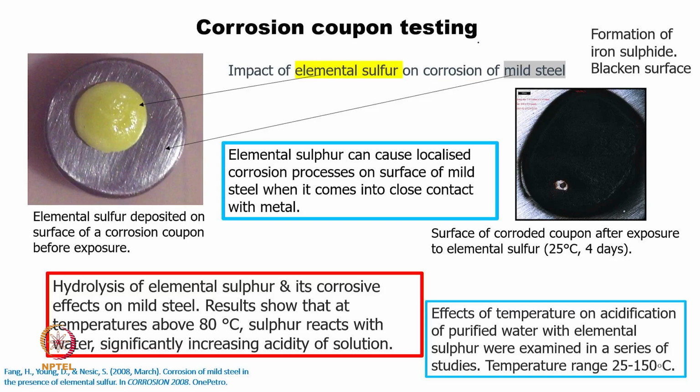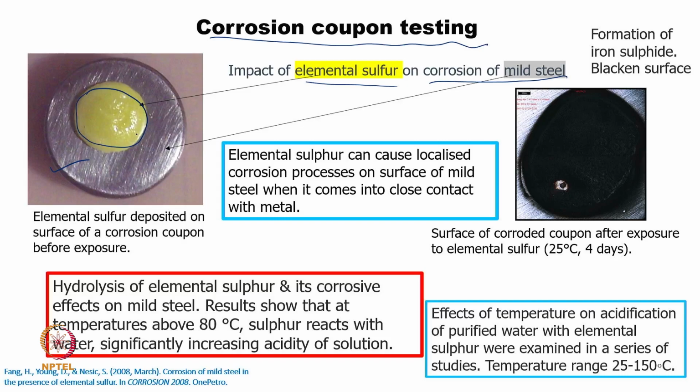Now, another, third, is corrosion coupon testing, and as I mentioned, we generally go with many coupons, not one or two. In this case we take an example of elemental sulfur and its impact on mild steel. We say the impact of elemental sulfur on corrosion of mild steel, and this is the mild steel in this case. This is elemental sulfur that has been capped.